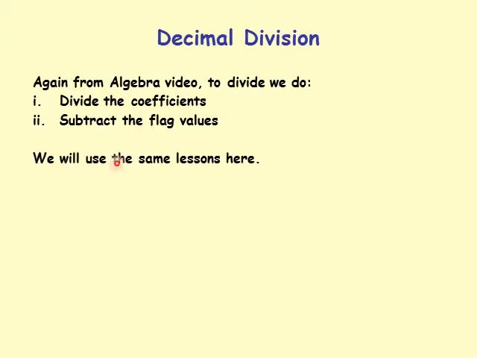Let's continue here. We'll use the same lessons. Example: 552.32 divided by 61.5. The flag value of the numerator is minus 2 and of the denominator is minus 1. So minus 2 minus minus 1 is minus 1. So in the end, from the division of 552.32 by 61.5, I'll get 1 position to the right of the decimal point.